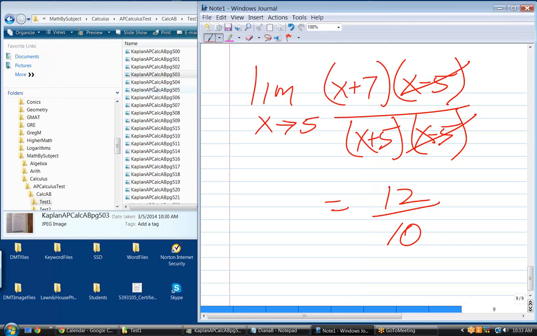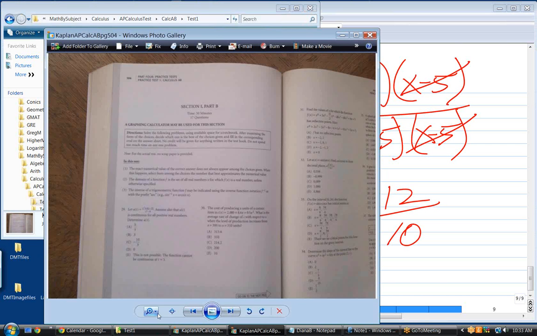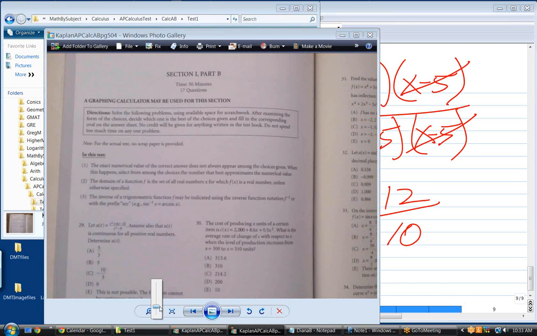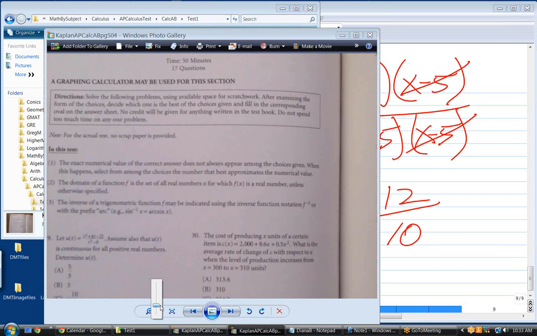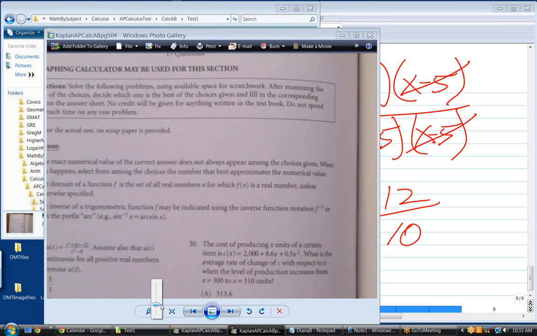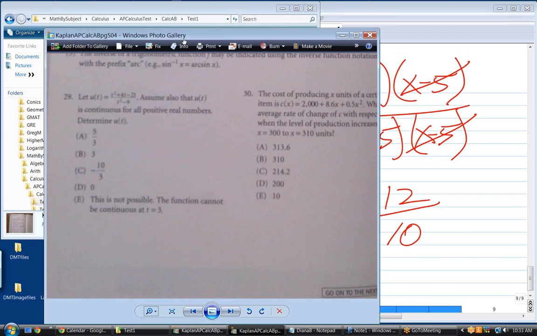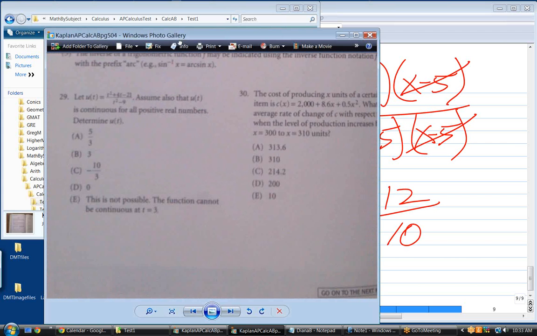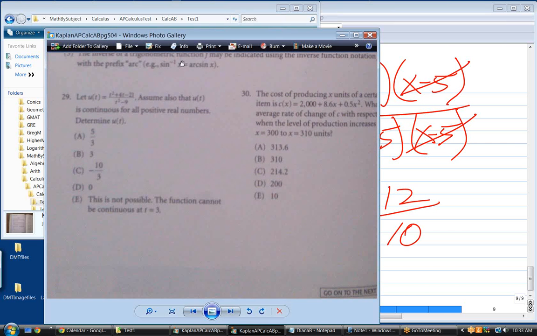Next page. Now this is the section of the AP exam where you can use a calculator if you want. The problems tend to be relatively not that much different, but it basically allows you to graph things and see how much you can tell from graphing them that you couldn't do on the earlier sections.